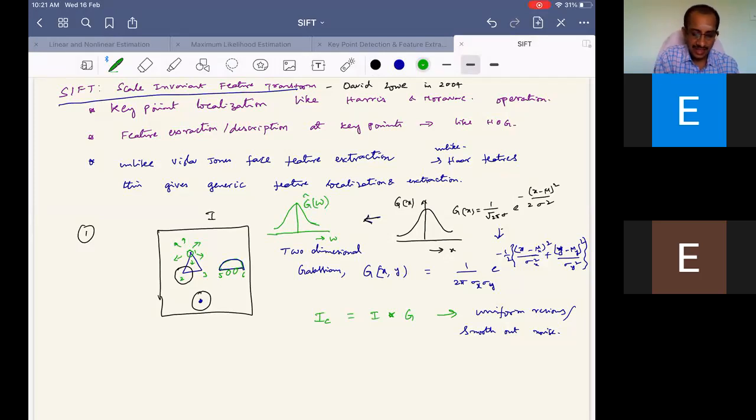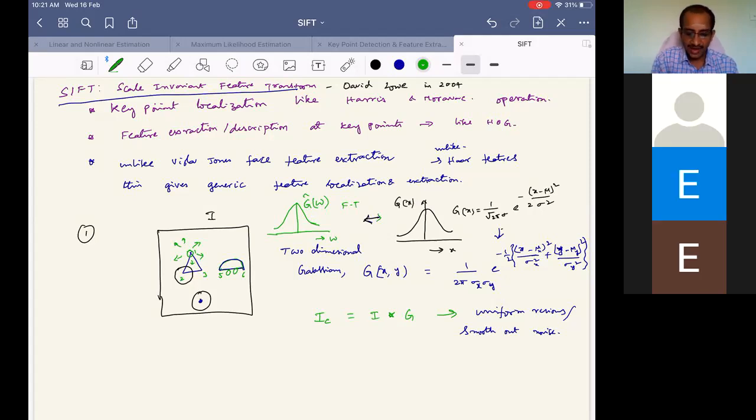These two are Fourier transform pairs. So the frequency domain representation of a Gaussian is also a Gaussian. The only difference is that if it is wider in one domain, it becomes narrower in the other domain. If it becomes wider here, it becomes narrower in this domain. That's the only difference.